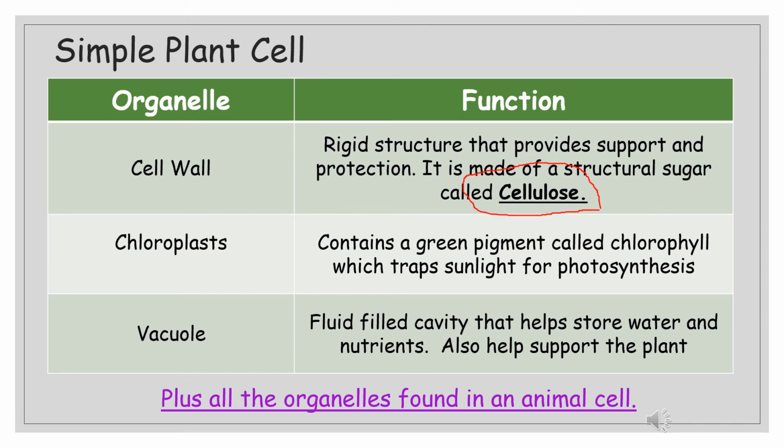And again, we'll come back to that in our notes about photosynthesis, and also noting the difference between the cell walls of plants and fungi. Chloroplasts we've come across before. They contain the green pigment called chlorophyll, which enables photosynthesis, which again obviously we'll come back to later. And the vacuole, a fluid-filled cavity, helps store water and nutrients. It also helps to support the plant. And as it says at the bottom there, plus all the organelles that are already found in an animal cell. So those are exactly the same functions as the animal cell we've discussed already.